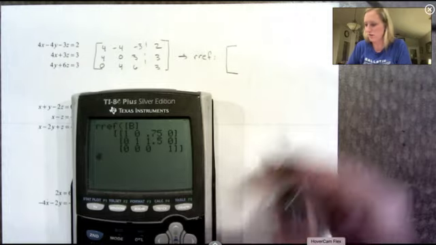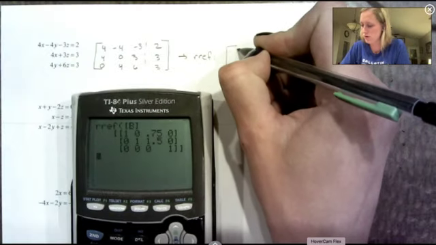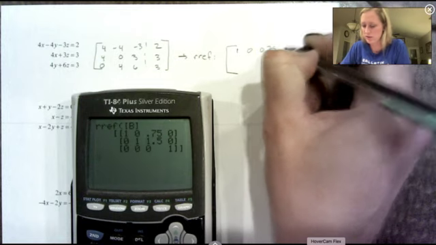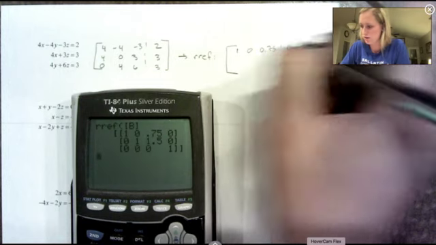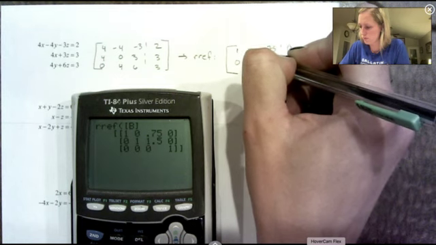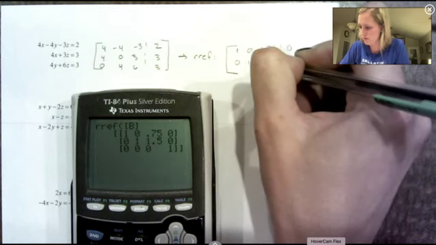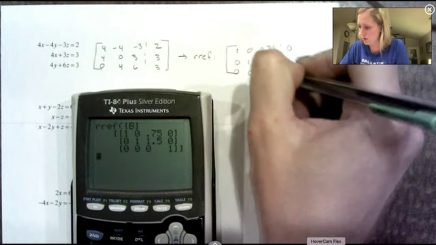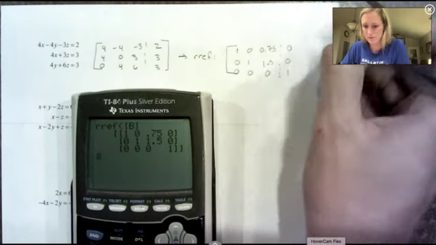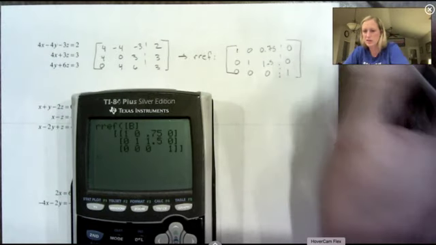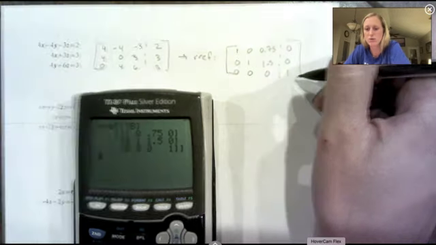All right, so we get this. We have 1, 0.75, 0, 0, 1, 1.5, 0, 0, 0, 0, 1. Okay, so this is another kind of funky one. I didn't really get down to the identity matrix, but looking at that last row of zeros is really important.